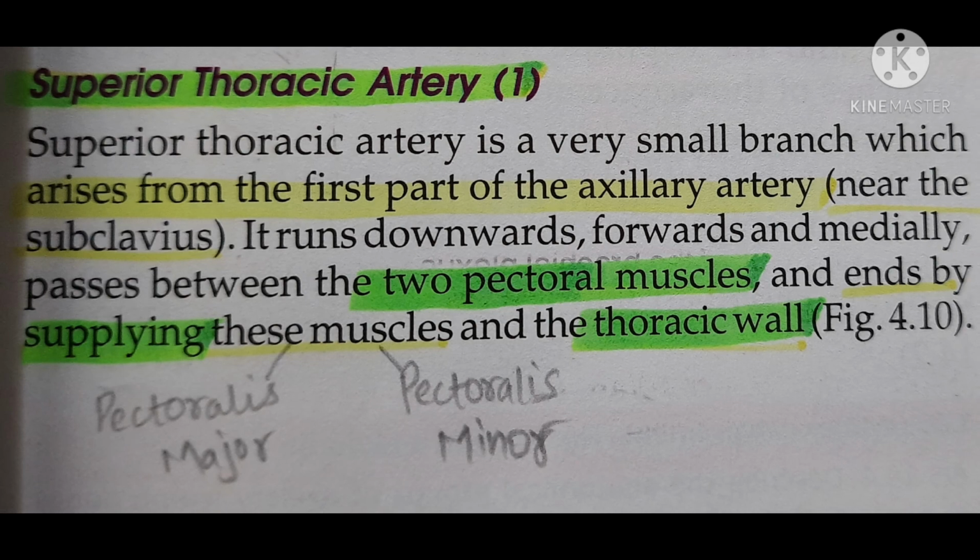Superior thoracic artery. First part. Superior thoracic artery is a very small branch which arises from the first part of axillary artery near the subclavius. It runs downwards, forwards and medially, passes between the two pectoral muscles and ends by supplying these muscles and the thoracic wall.